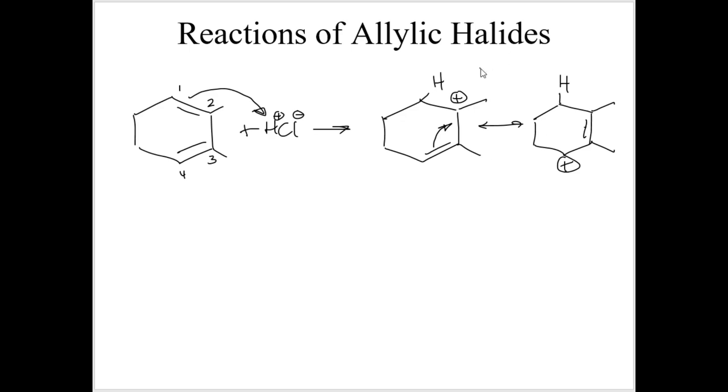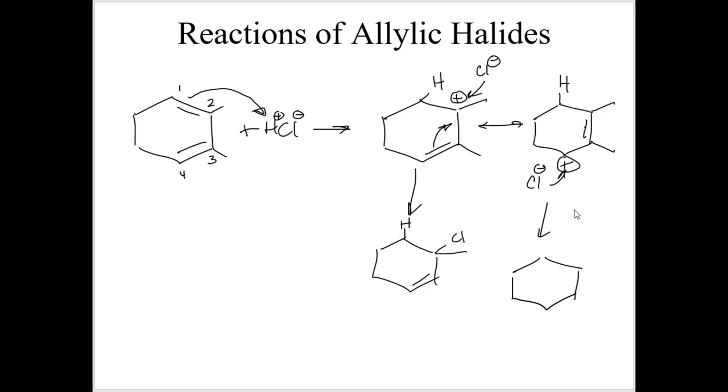Now we would take our Cl minus, add there, take our Cl minus, add to that carbocation. And so what is our product going to look like? Our product's going to have the Cl here with the H added there. And then down here, we're going to have, see, and there's two methyl groups, then the Cl would be there. So this is our 1,2 product. This is our 1,4 product.